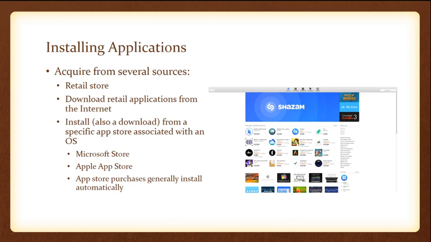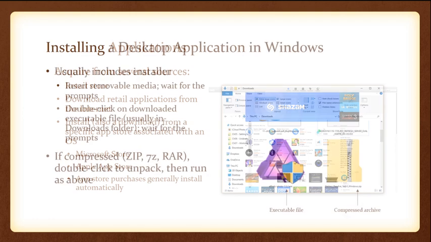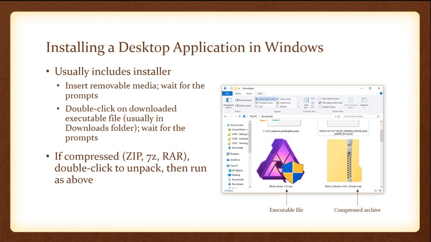If it's Windows, you have a Microsoft Store. If it's Mac OS, you can use the Apple App Store, and the App Store generally does install it automatically, which is nice. Let's talk specifically about Windows. If you're doing it for Windows, typically you're going to have some sort of removable media, which is probably either a CD or possibly a flash drive or something like that. It's going to start a setup wizard, which you'll go through, and you'll choose what your options are, and eventually it will install it into your system.